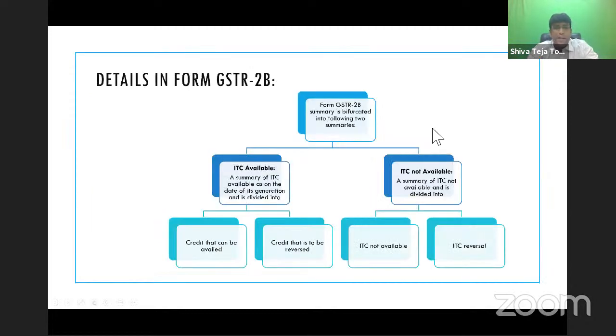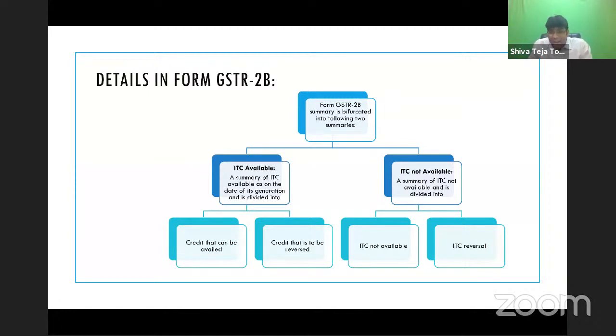Next, 2B. Form GSTR 2B summary is bifurcated into the following two summaries. ITC available, ITC not available. Why will ITC not be available? If you remember, one point I already told you: for a supplier to report any of his supplies that he missed, or if he wants to make any amendment, the maximum time limit is the due date of return for September month following the end of the financial year, or the date of filing annual return, whichever is earlier.